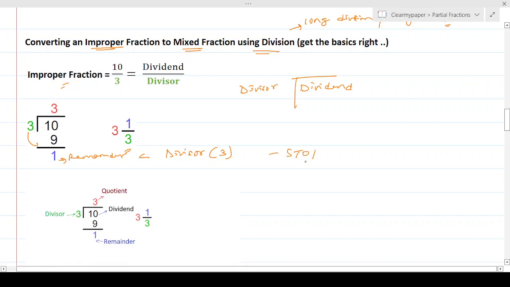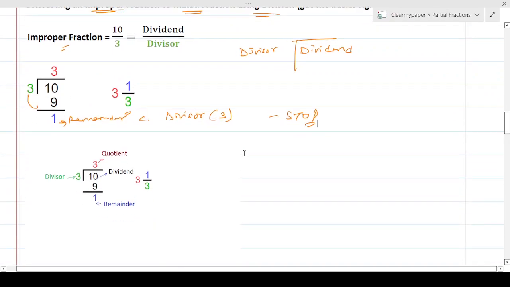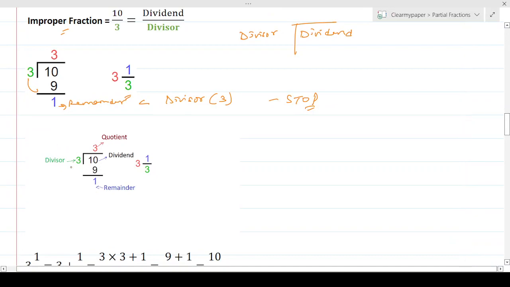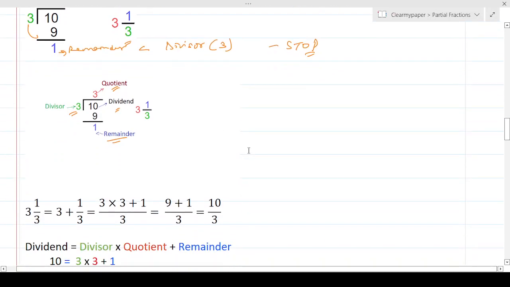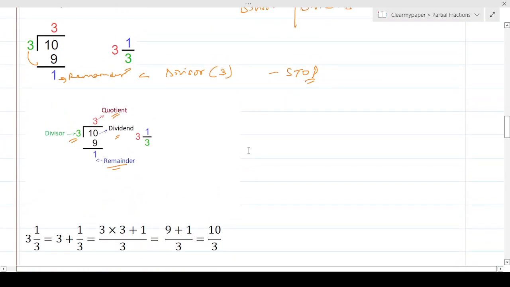From that point onwards we try to get the mixed fraction for this improper fraction. And what is this? We have 3 and 1/3. What does it mean? If you don't know the terms, here I put what a divisor is, what a quotient is, what the remainder is, and what the dividend is. So what have we done exactly? If I use the numbers in different orders, we have got a mixed fraction, 3 and 1/3.